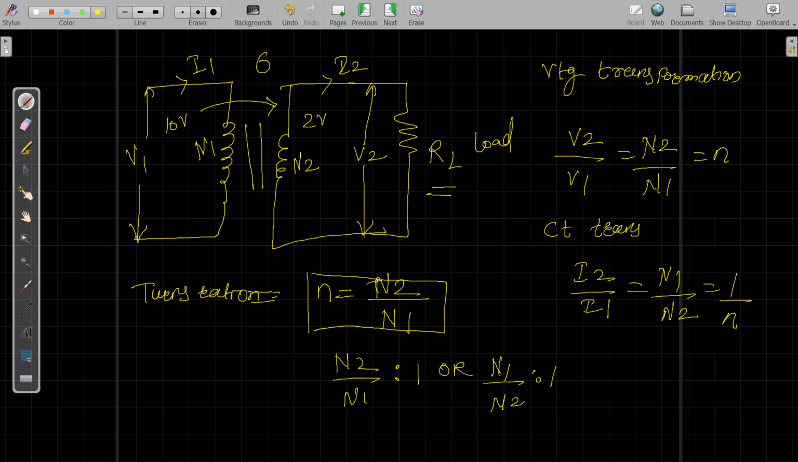That means virtually you can assume something like this, and this value we are calling RL dash. This load impedance RL gets reflected on the primary side and behaves as if it is connected in the primary side, and such impedance transferred from secondary to primary we are denoting as RL dash.